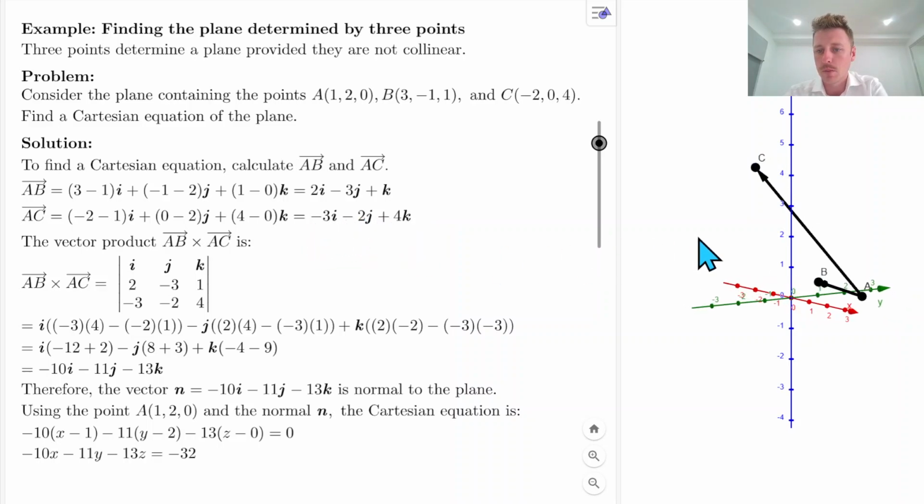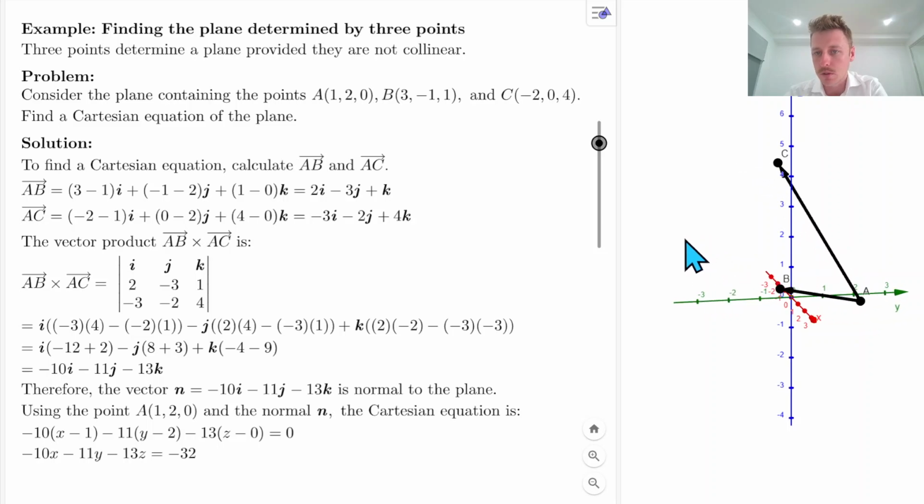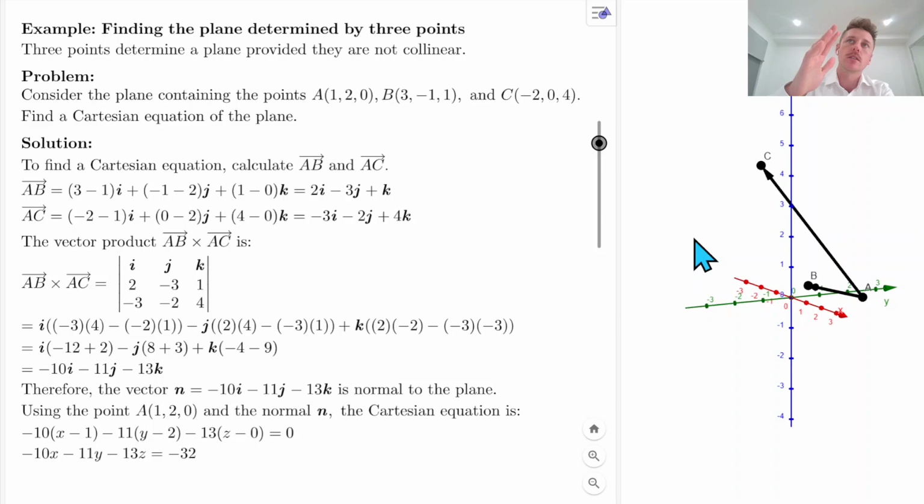Now's the more important part where we need to take the cross product between them, because remember, the cross product gives us a vector that's perpendicular to those two vectors, from previous videos. The cross product of AB cross AC is this. We basically need to define the determinant of this matrix. I trust that you can crunch the numbers. This is the process you need to follow. You'll get negative 10i minus 11j minus 13k, and that's a big vector pointing in that direction.